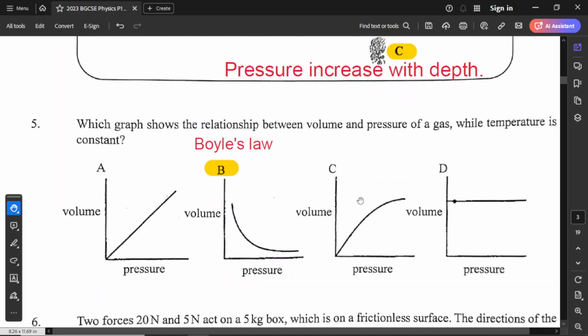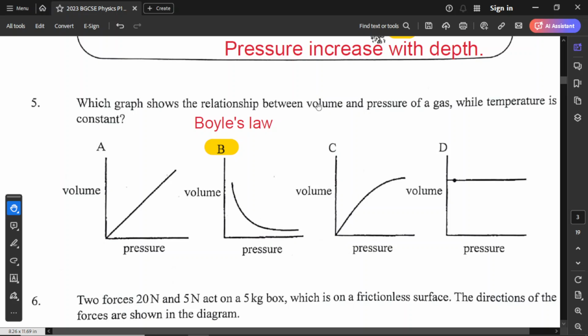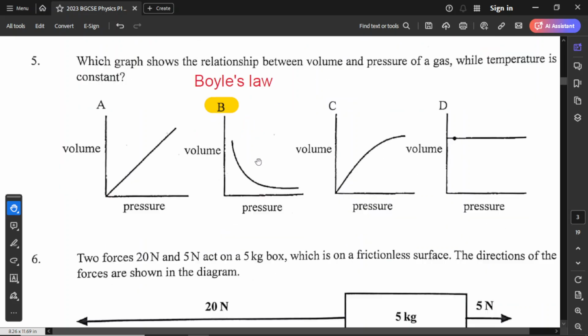For question number 5, it said which graph shows the relationship between volume and pressure of a gas while temperature is constant, and that is Boyle's law. All right, and simply Boyle's law states that for fixed temperature, then volume and pressure are inversely related. Simply mean as you increase pressure, the volume of the gas will decrease. Hence, B is the correct answer.